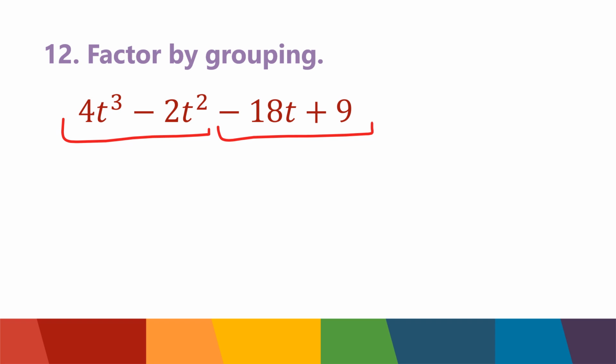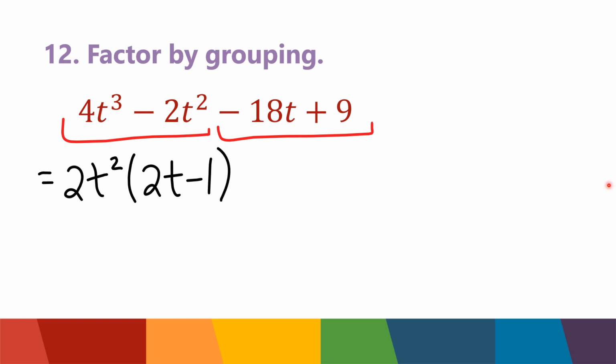If you're not ready yet and you need to see another example, that's okay. You can see I've split it into first group, second group. I'm just looking at the first group and I'm saying, okay, what do those have in common? 2 goes into both of those, and t squared goes into both of those. So I'm going to factor out a 2t squared. That leaves me with 2t minus 1 inside the parentheses.